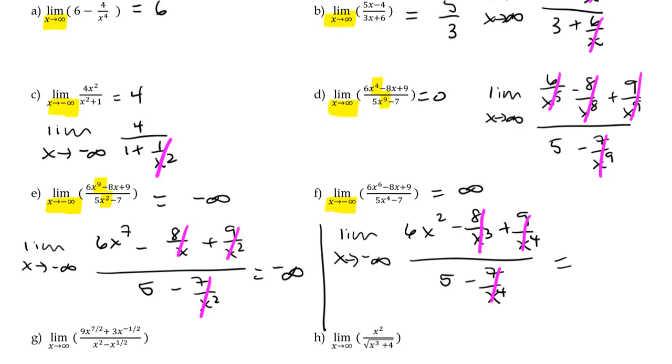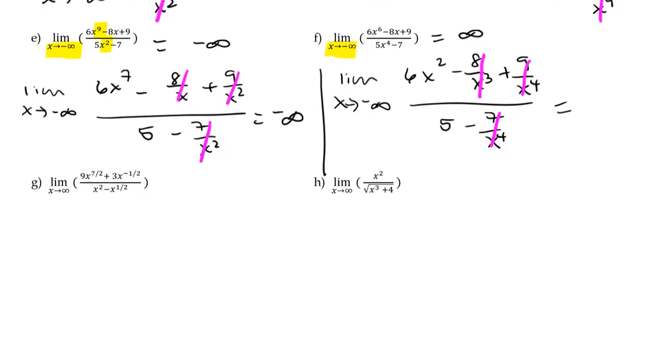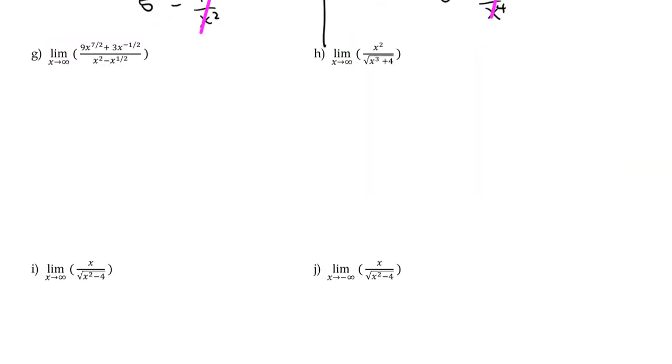Okay, going on to the next one. Okay, G is looking really messy. If we look at the top here, we have a 3.5 and we have a 2. 3.5 is bigger, top heavy, plus or minus infinity. Let's divide by the largest power in the bottom, which is an x squared.